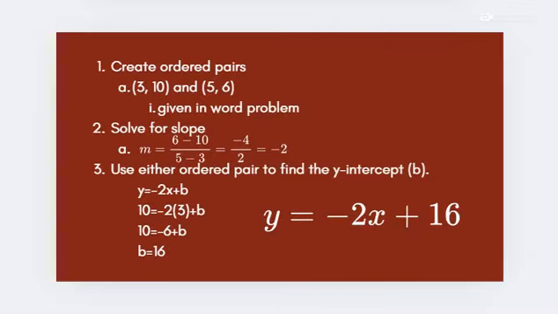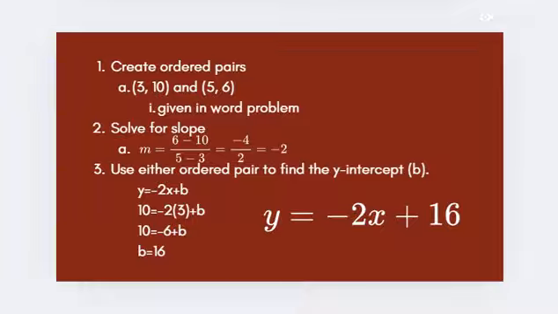Okay, so first we're going to create ordered pairs. We have 3, 10, and 5, 6. Both of those were given to us in the word problem. So using those ordered pairs, we're going to solve for the slope. M is equal to 6 minus 10 over 5 minus 3, which gives us negative 4 over 2, which reduces to negative 2. Our slope is negative 2.